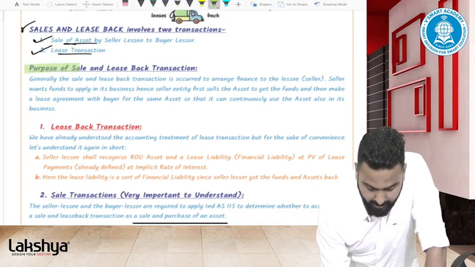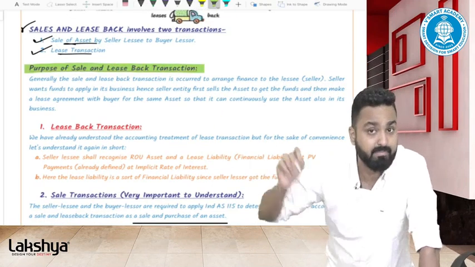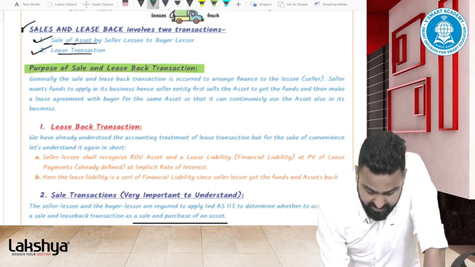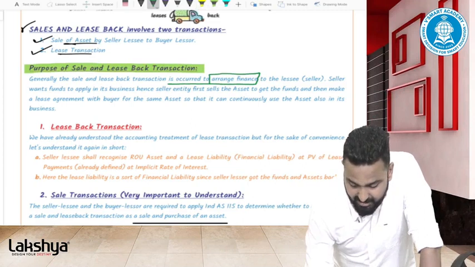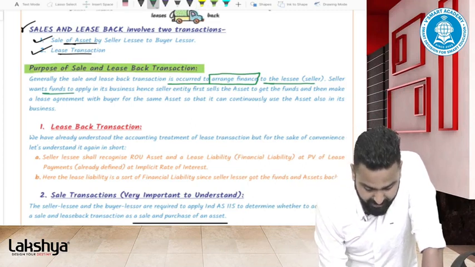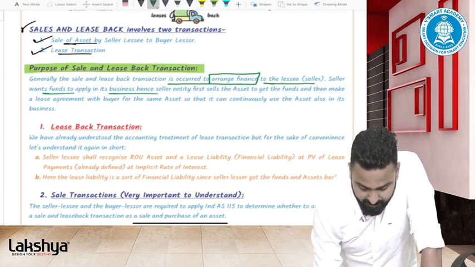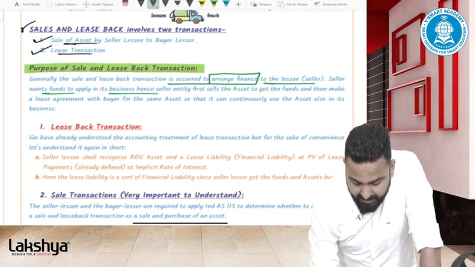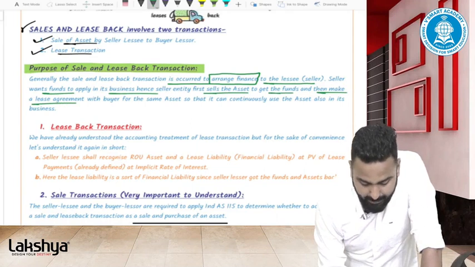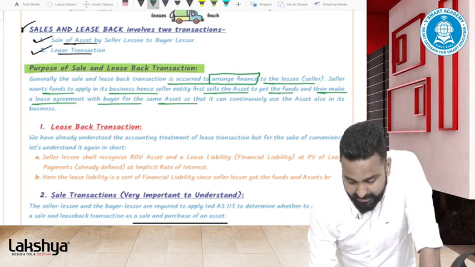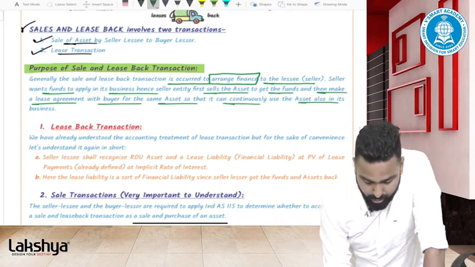Now here is written the purpose of a sale and lease back transaction. It is very important. Generally, a sale and lease back transaction occurs to arrange finance for the lessee. The seller wants funds to apply in its business. Hence the seller first sells the asset to get the funds and then makes a lease agreement with the buyer for the same asset so that it can continue to use the asset in its business.